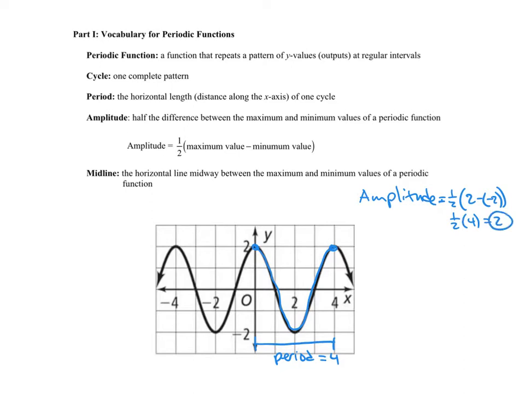Another way to think of the amplitude is the distance from the midline of the function to the top or to the bottom. So the midline is the horizontal line in the middle. And the distance from the maximum value to the midline is 2. Or we could do the midline to the minimum value, which is also a length of 2 units. So that is another way to think of the amplitude.